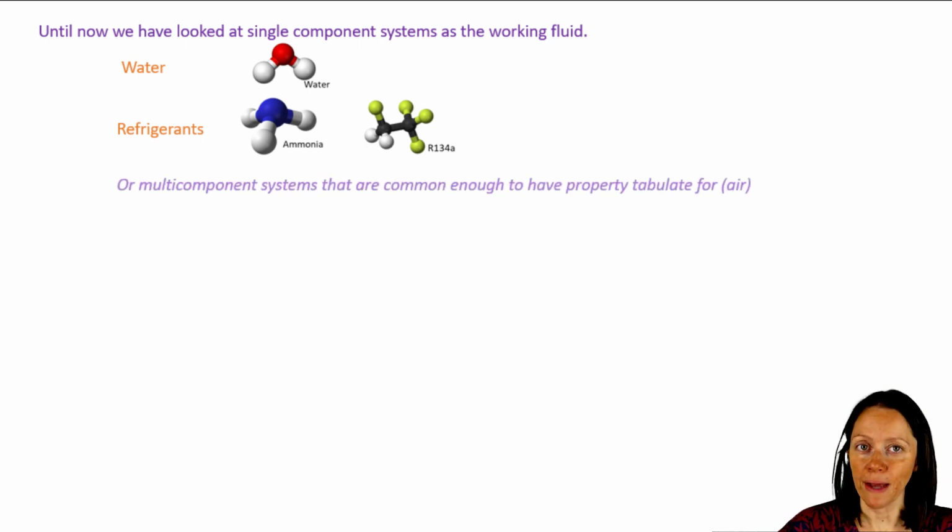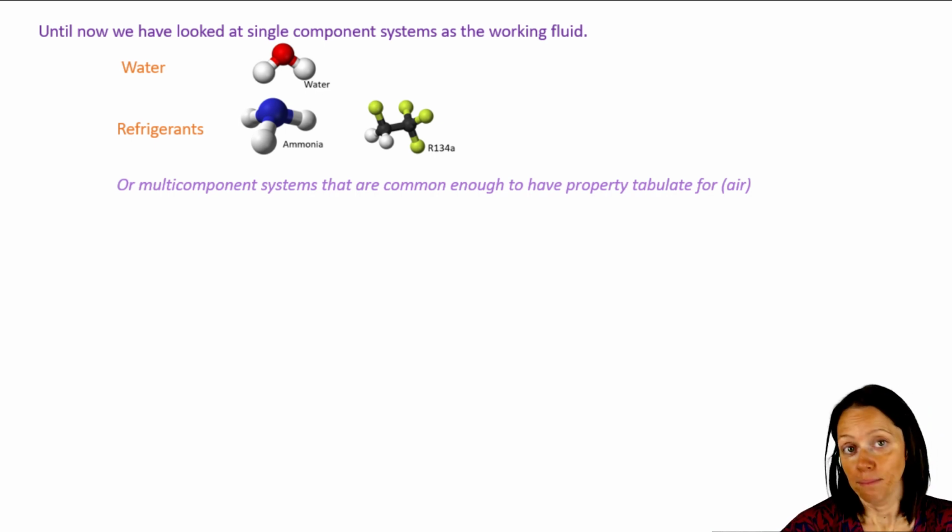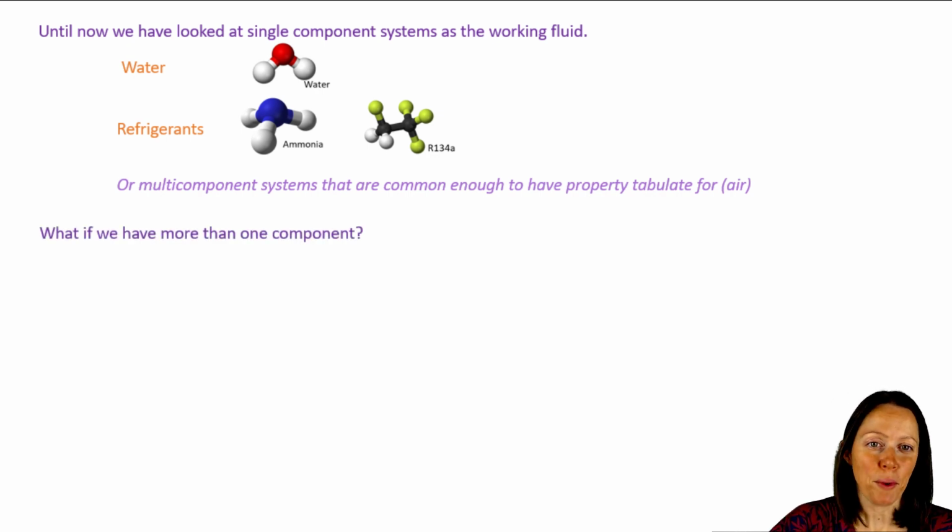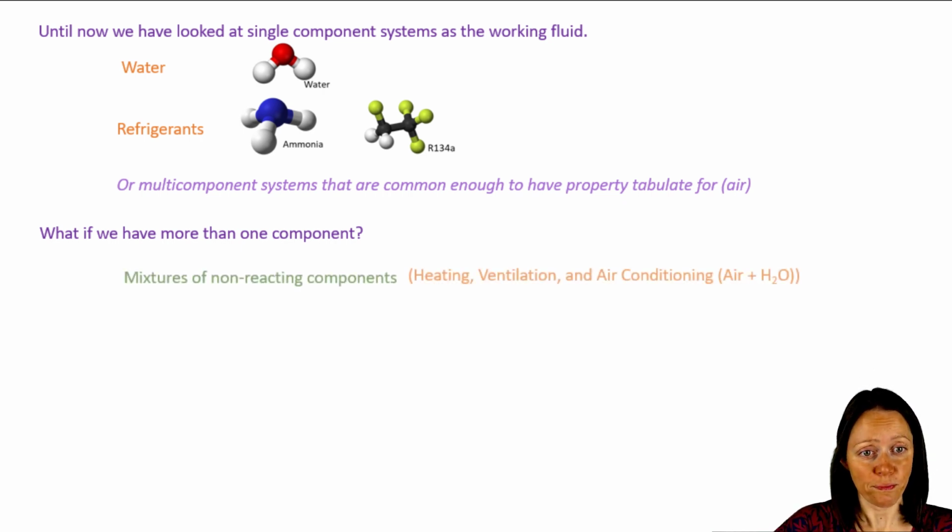We have talked about a multi-component system, and that's air, but that's very specific, and air is very, very common. It makes sense for us to make thermodynamic properties for air because we have a lot of it and we deal with it a lot. But what if you have some random mixture of gases? It doesn't really make sense to make thermodynamic tables of properties for those unless you're using it a whole lot. So how do you deal with that? Well, that's what we're going to talk about.